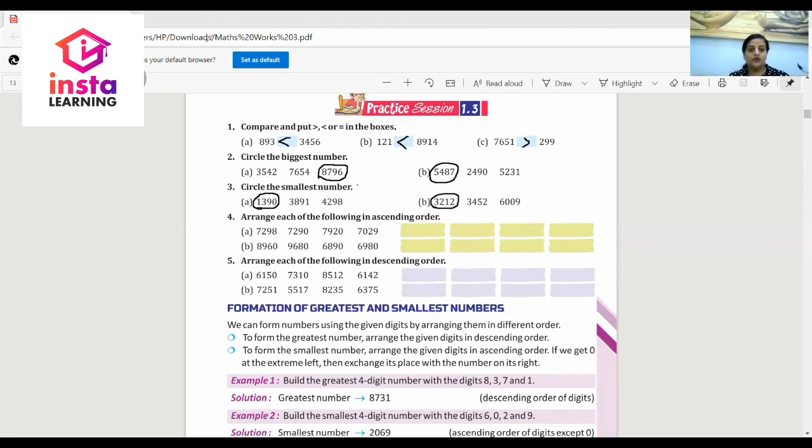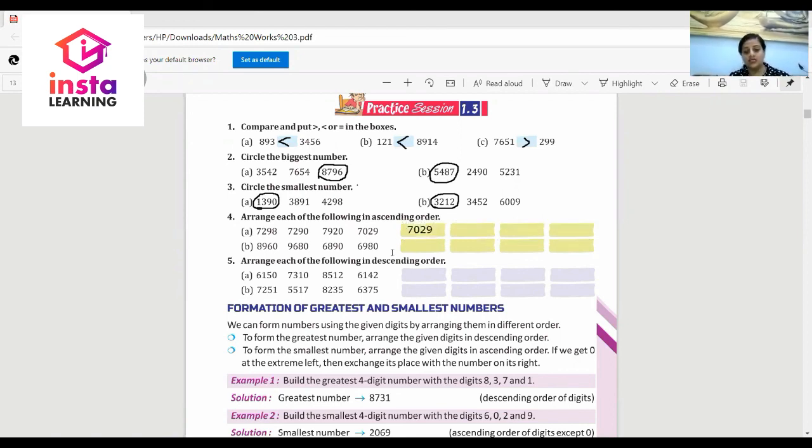Now we are going to do ascending order. So first of all, 7000, 7000, 7000, 7000 are the same. Now we will say 200, 200, 900, and this is 29 only. So the first number will come here, 7029, because there is no number at 100 place.